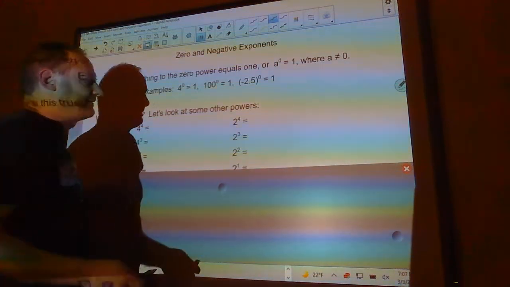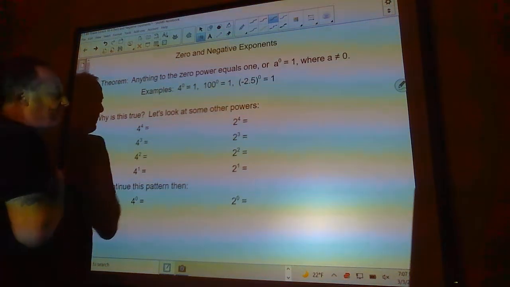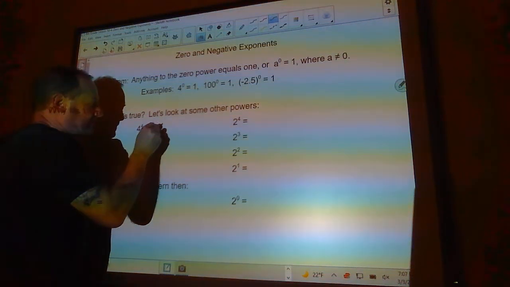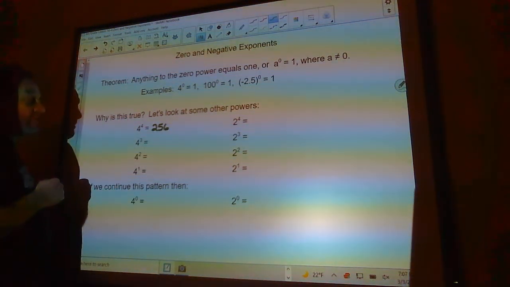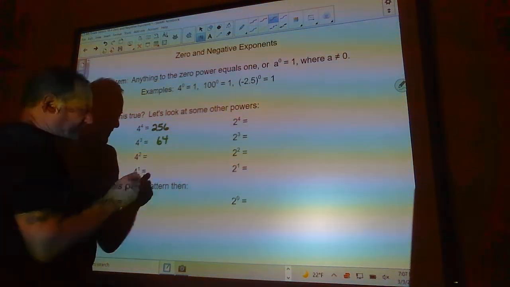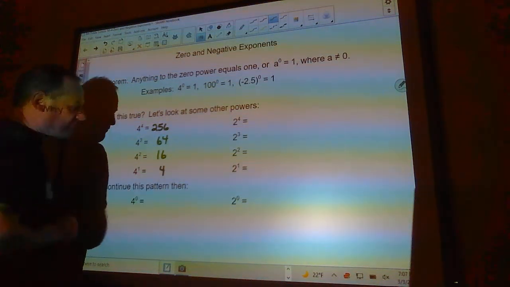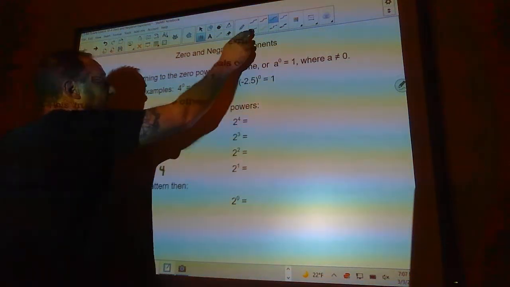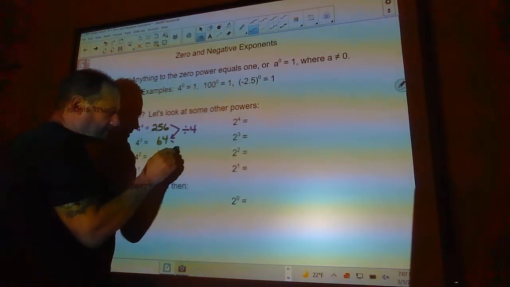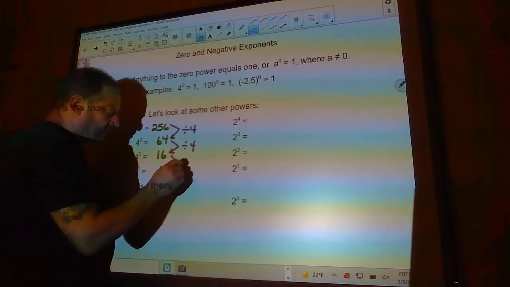Now, why is this? Okay, so let's look at why this is. If I take 4 to the 4th power, that's going to be, what, 256? And 4 to the 3rd power is 64. And 4 to the 2nd power is 16. And 4 to the 1st power is 4. Now, if I look at each step here, going from here to here, I've divided by 4. 64 divided by 4 is 16. 16 divided by 4 is 4.